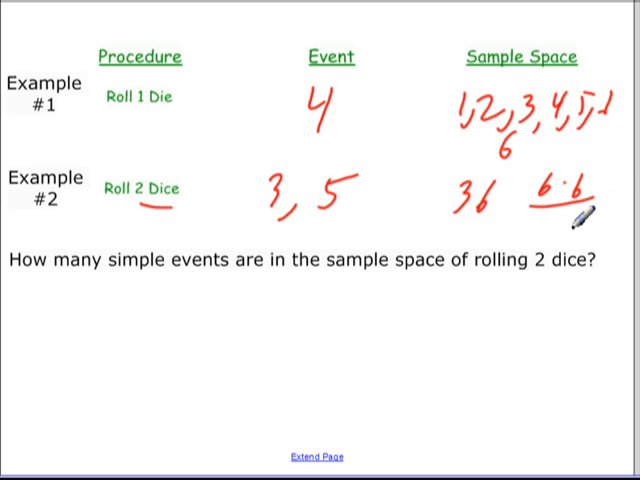6 times 6 is 36, 6 for each die. When you roll 2 dice, there are 36 different possible outcomes. And if you don't totally buy that, we'll take a look at that at some point in the near future.